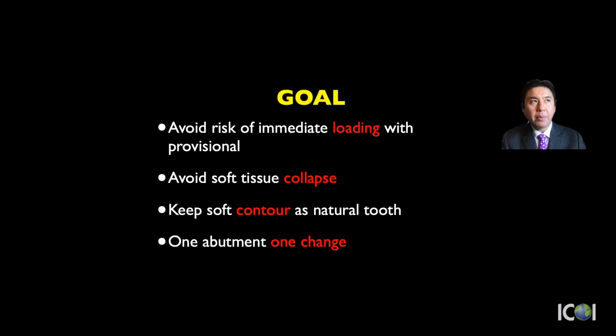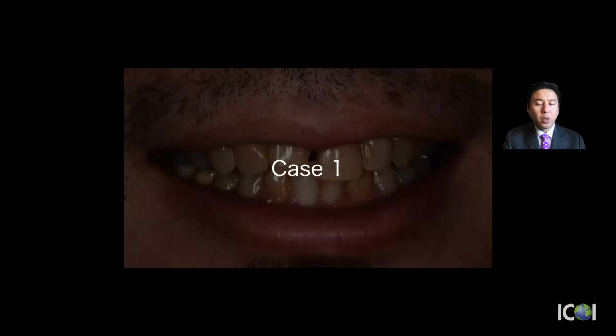So my goal of a predictable treatment sequence for the aesthetic zone is to avoid the risk of immediate loading with a provisional, avoid soft tissue collapse, and keep the soft tissue contour like a natural tooth, with one abutment, one change, which means you put the abutment, any kind of abutment, for the final restoration, and you can only have one change. That is one abutment, one change. So let's see case one.